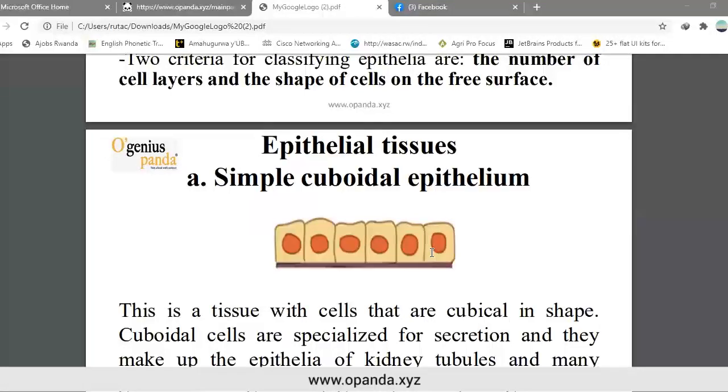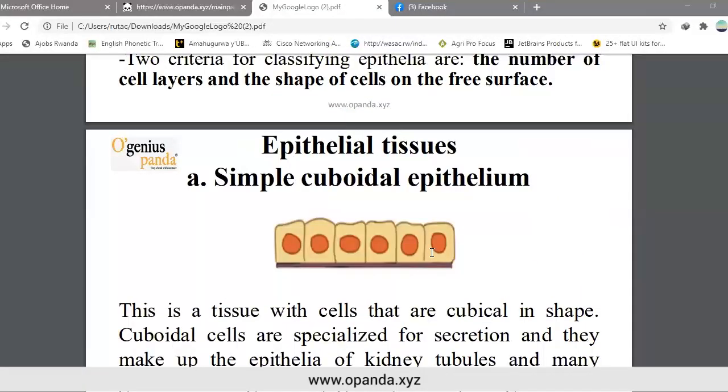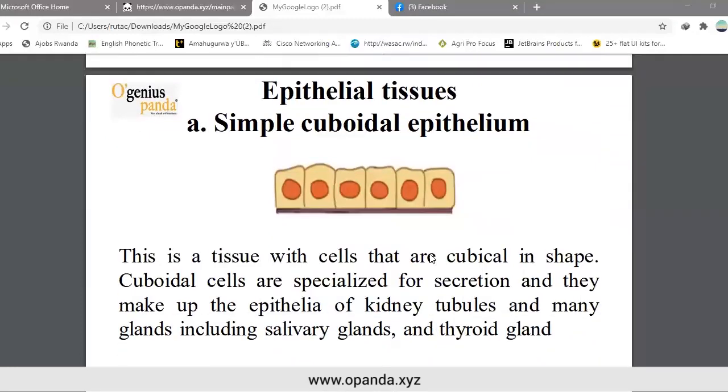Among the epithelial tissues, you have one, simple cuboidal epithelium. This is a tissue with cells that are cuboidal in shape. Cuboidal cells are specialized for secretion and they make up the epithelia of kidney tubules and many glands, including salivary glands and thyroid gland.